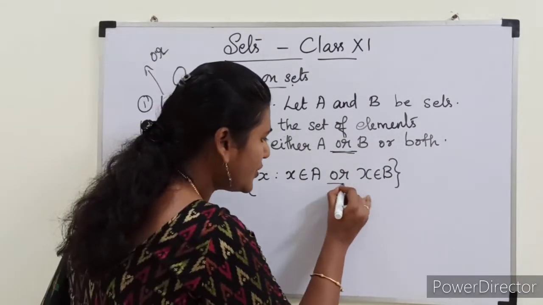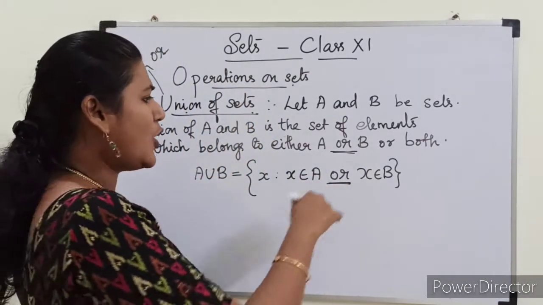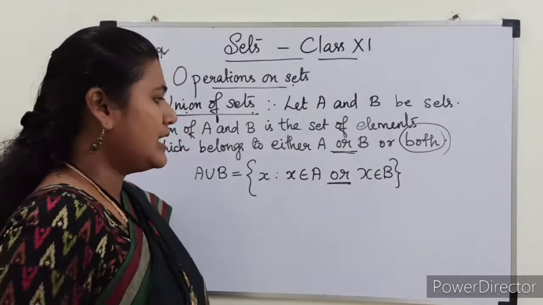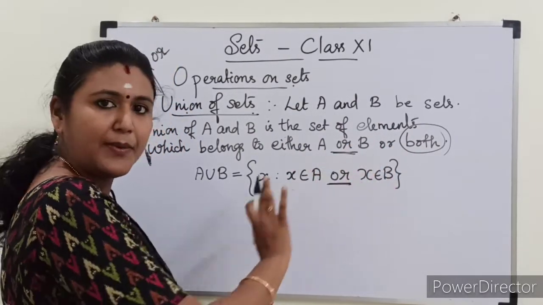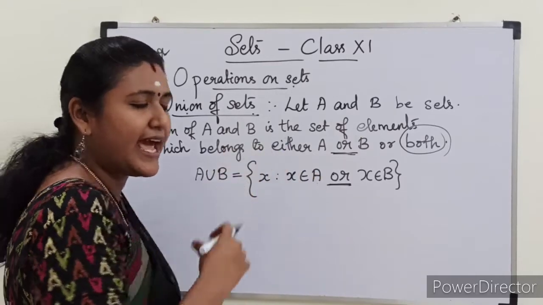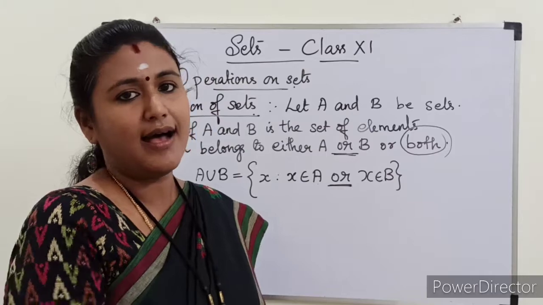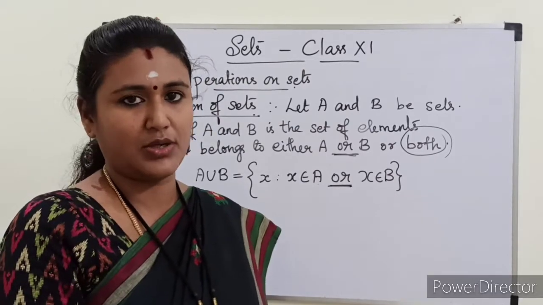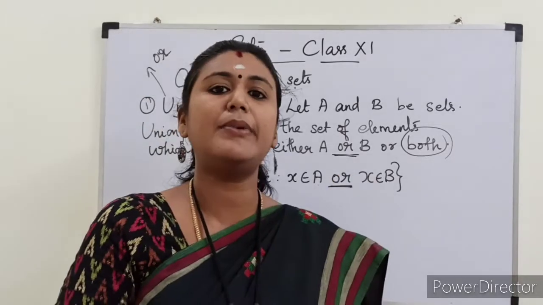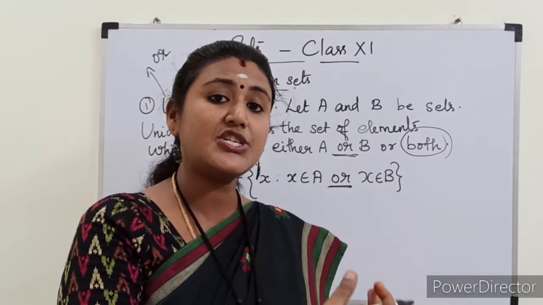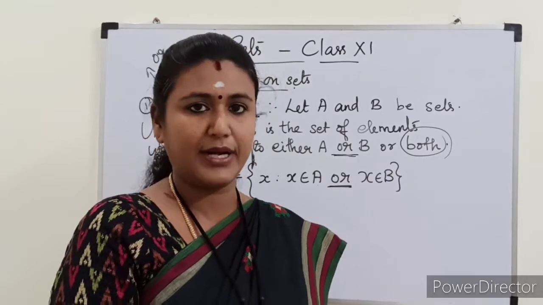So here you have to know this word "or" is very important, and you will have a doubt: what about both? If the element is in both, that means it is in A and B. So already if you take x belongs to A, the common element is also listed. So there is no need to mention the both condition when you represent it in set builder form.